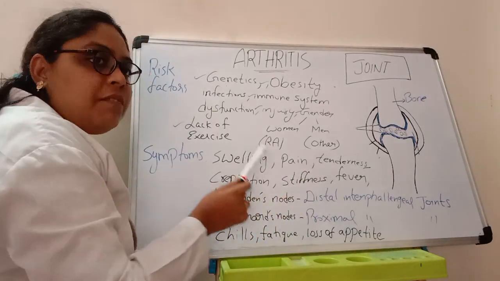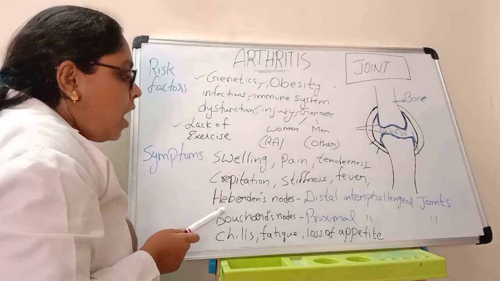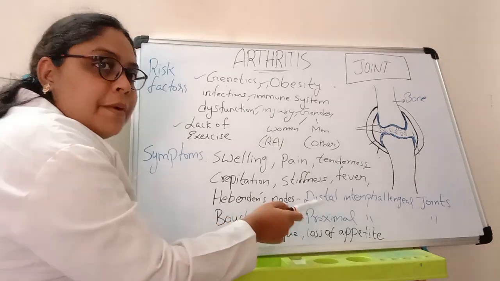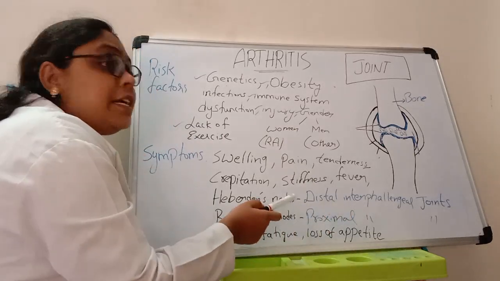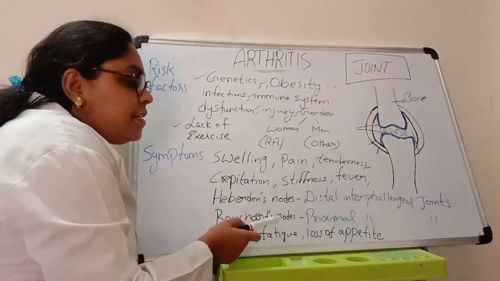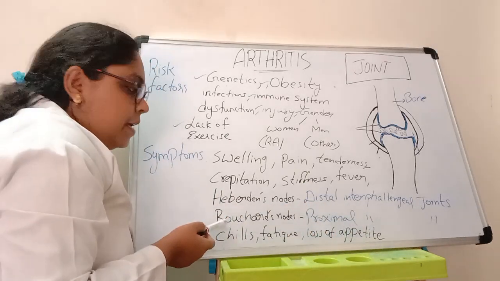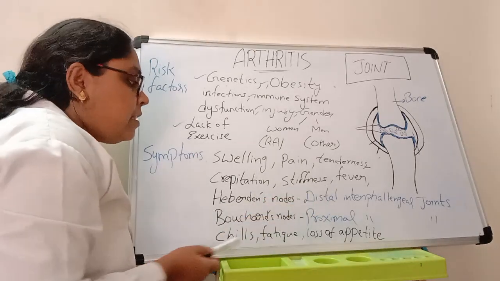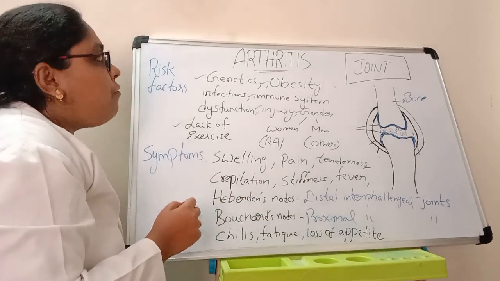Next is stiffness. You can see the stiffness in the joints. And there are two other deformities observed in the persons. That is Heberden's nodes, in the distal interphalangeal joints, where you can see the deformity. And second one is Bouchard's nodes, in the proximal interphalangeal joints, where you can see the deformity. That is a disability you can observe. Also you can see other symptoms like fever, chills, fatigue, loss of appetite, etc. These are the symptoms of arthritis.